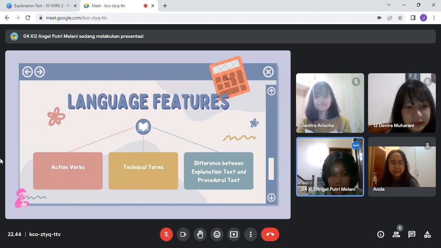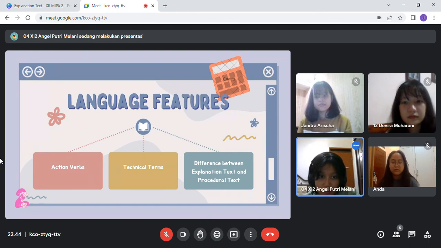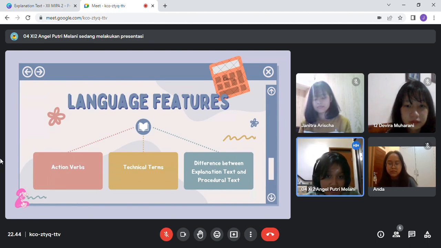The last one is the difference between explanation text and procedure text. Basically, the two text types, explanation and procedure text, have the same function. They are written to show the reader what the manufacturing process looks like. There are differences in social function, textual structure, and linguistic features.